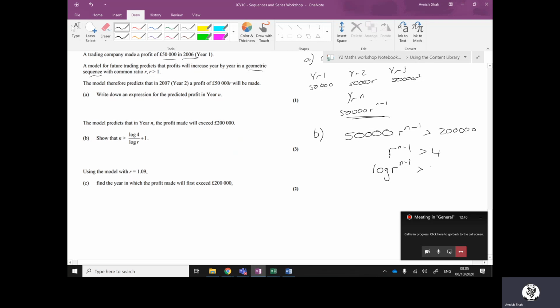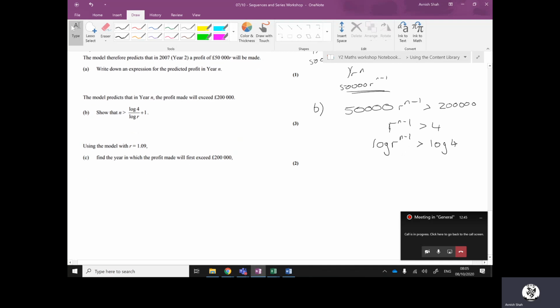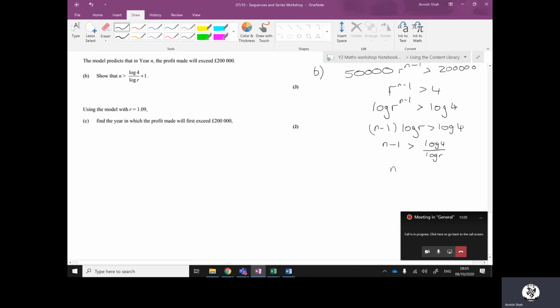So if we take logs of both sides, and I'm taking log base 10 because that's what the question told us to do. In the answer, they've taken log base 10 as well. So bring the N minus 1 down using the power law, and then divide by log R, and add 1. So N is greater than log 4 divided by log R plus 1. And that's what we wanted.